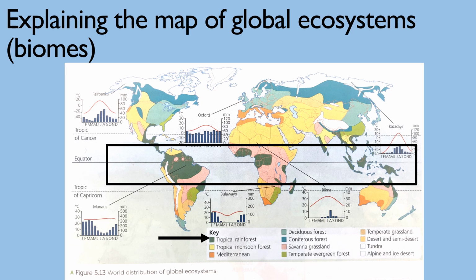Now, the one I'm going to concentrate on to begin with is tropical rainforest. So I've drawn a box there to show where most of the tropical rainforests are. Okay, and you'll notice that the line that goes through the middle of that box is the equator. So one thing we can say about the tropical rainforest is they are mostly found near to the equator.